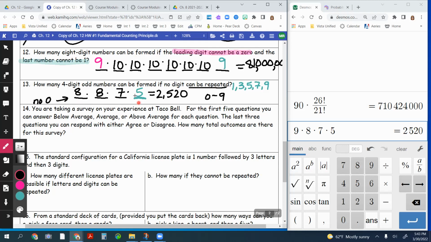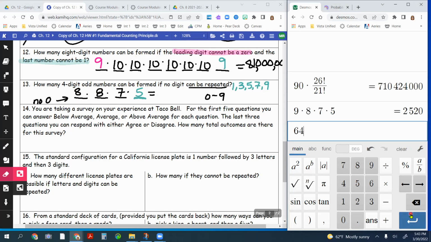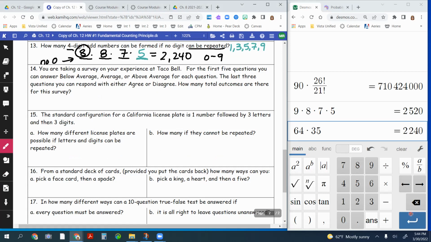And again, it has to be odd. So let me just double check. So there's 5 choices for the last. We've used one number, and we shouldn't have a 0 here. So out of the 10, we only have 8. Now we've used 2 numbers, so we have 8 and then 7 and we have the 5. So when I recompute this, I basically have 64, 8 times 8, times 35, and I get 2,240. That's what I would do, because again, really, you shouldn't have a 0 here if it's a 4-digit number. Otherwise, I would make it a 3-digit number.